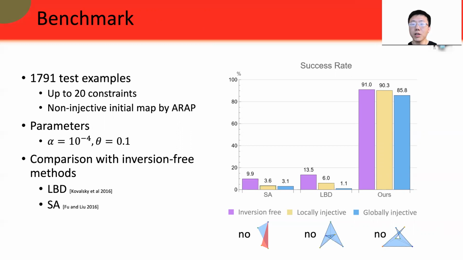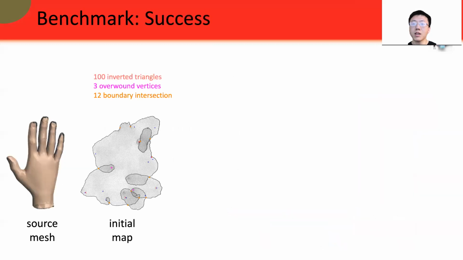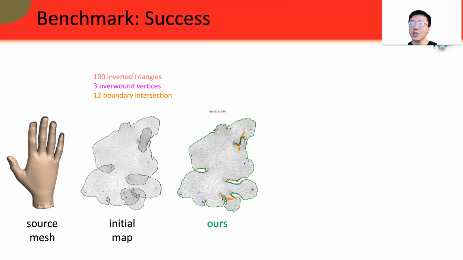Next, we'll look at some concrete successful and failure examples. In this example, the initial map contains lots of inverted triangles, overwound vertices, global overlaps, and boundary intersections. Our method successfully finds an injective map by optimizing our smooth excess area energy.